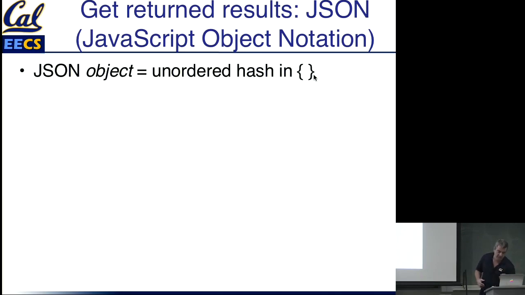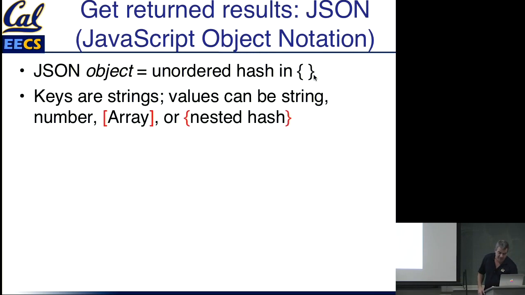So what does it look like? A JSON object, that's the main unit of stuff in JSON, is just called an object, right? Super creative. It is an unordered hash. And as we all know, a hash is just keys and values whose order is irrelevant. It's enclosed in braces syntactically. Hash keys have to be strings. The hash values can be a string, a number, an array if you put it in square brackets, or another hash if you put it in nested braces.